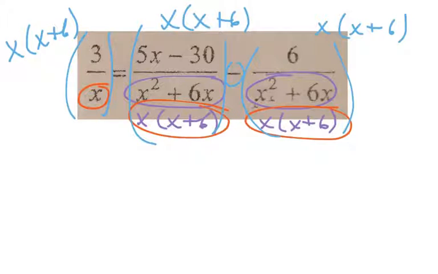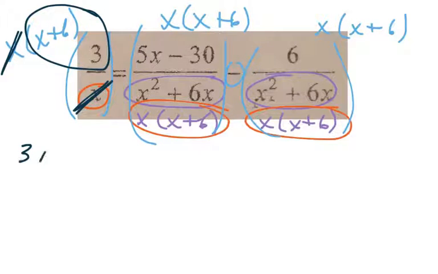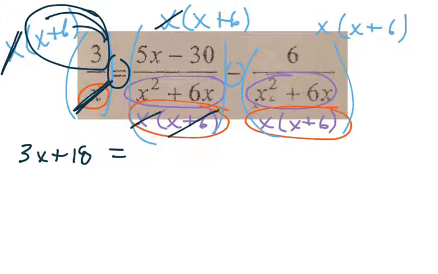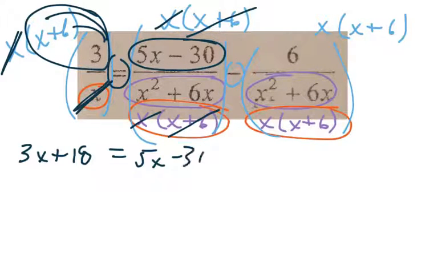In the first left term, does everybody agree the x divides x to 1? So all I have is 3 times x plus 6. And if it's okay, I'm going to go ahead and distribute. 3x plus 18. All I did was 3 times x, 3 times 6. Equals. Now the second term, the x cancels out with the x, and the x plus 6 cancels out with x plus 6. So the only thing I'm left with is 5x minus 30.